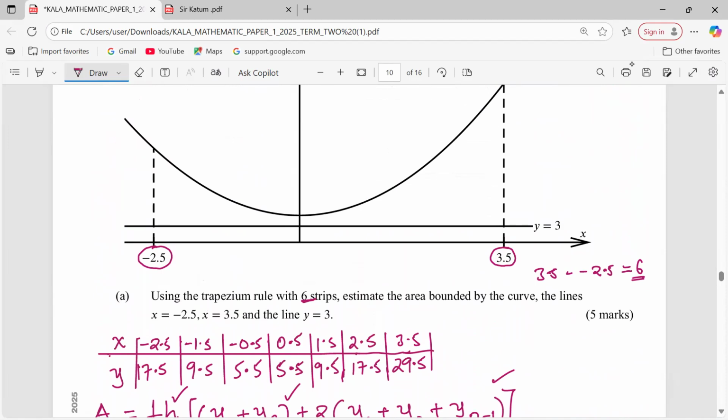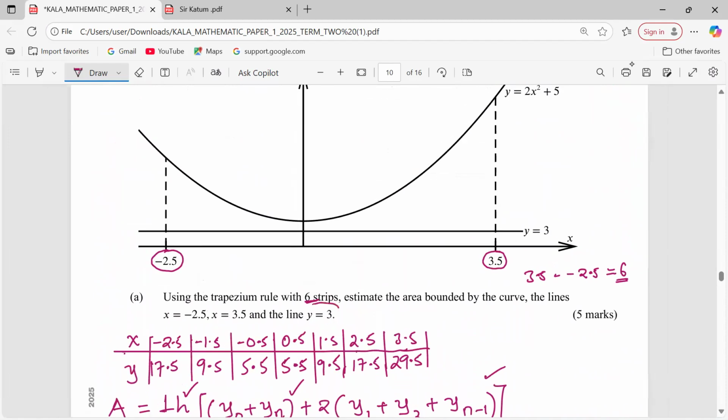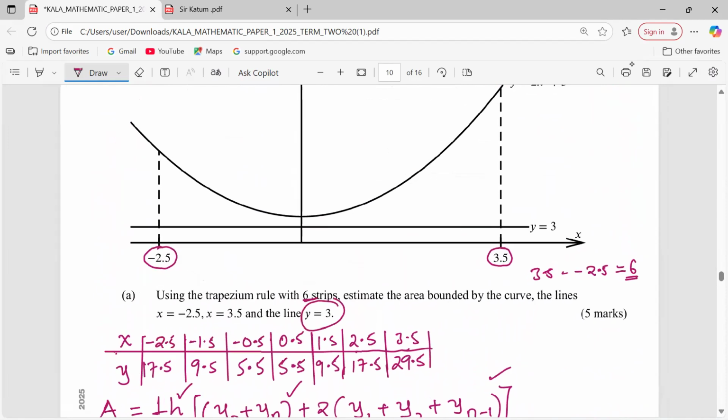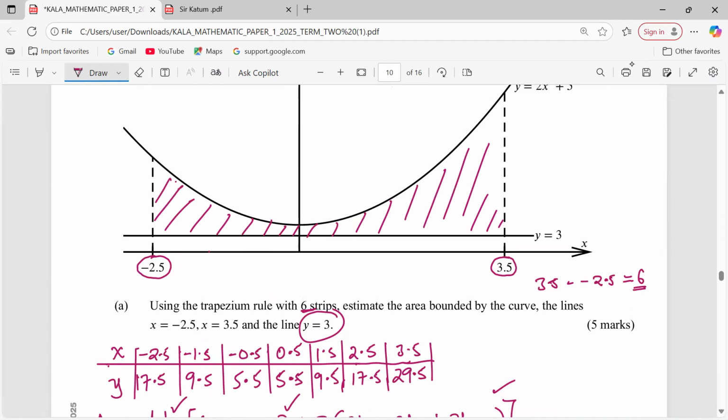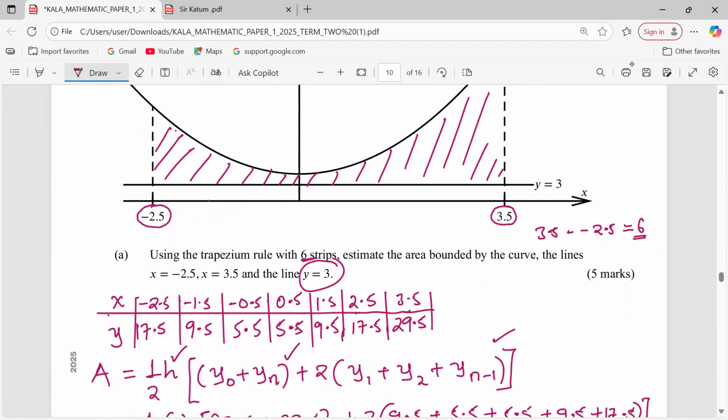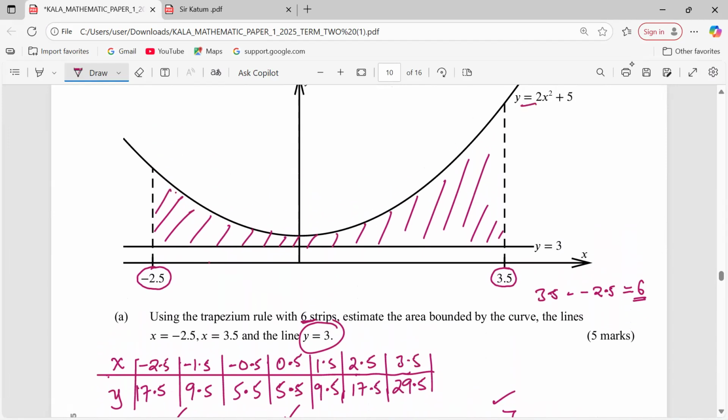Mark the word x-axis, but now we need the area between the same interval and y equals 3. So we have gotten the area from this curve all the way to the x-axis. But the area we need is the one between the curve and y equals 3. So we have to subtract the unshaded area here, because we've already gotten all this area.